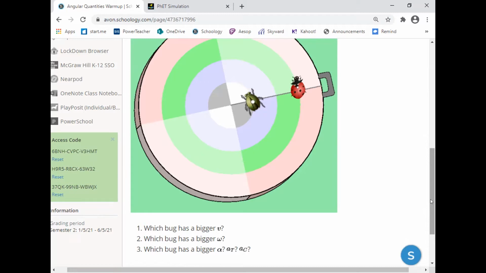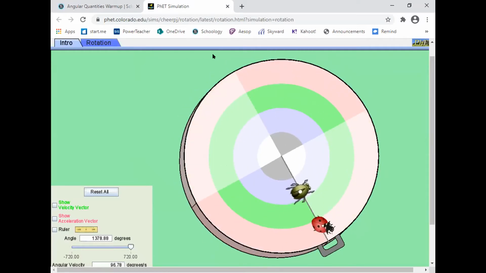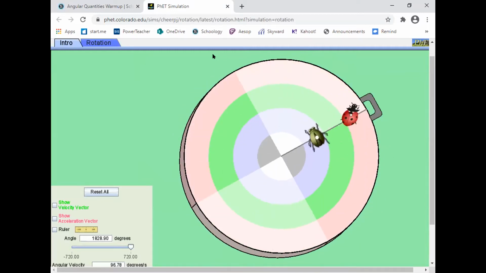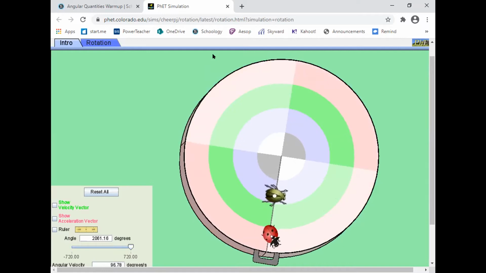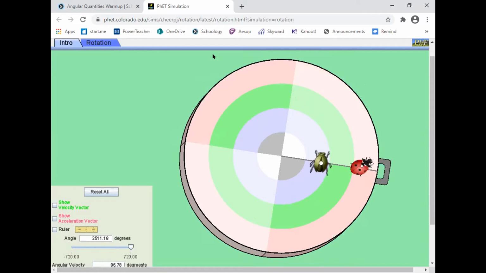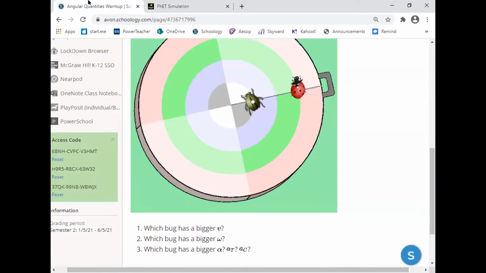All right, Drake, which would you say has the bigger V? Tell me why. What? Yeah, that's the idea, right? So V is meters per second, right? Who travels more meters in the same amount of time? The ladybug travels more meters, right? That makes sense. Everyone okay saying the ladybug has a bigger V?